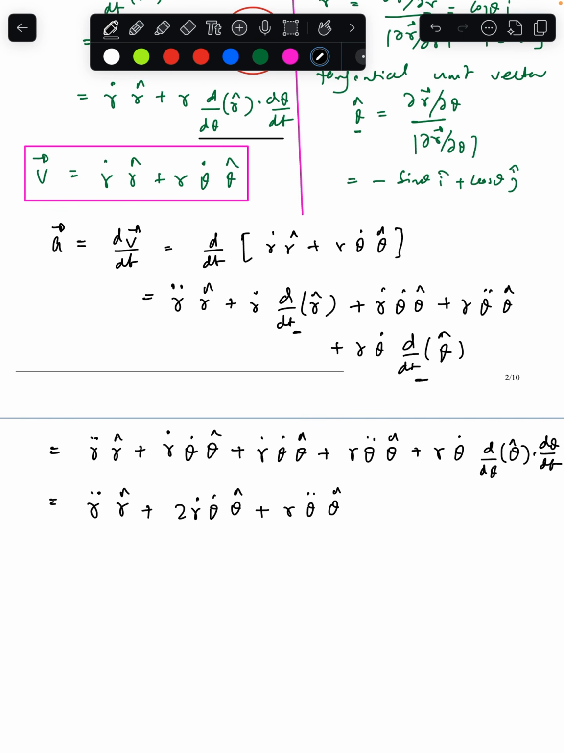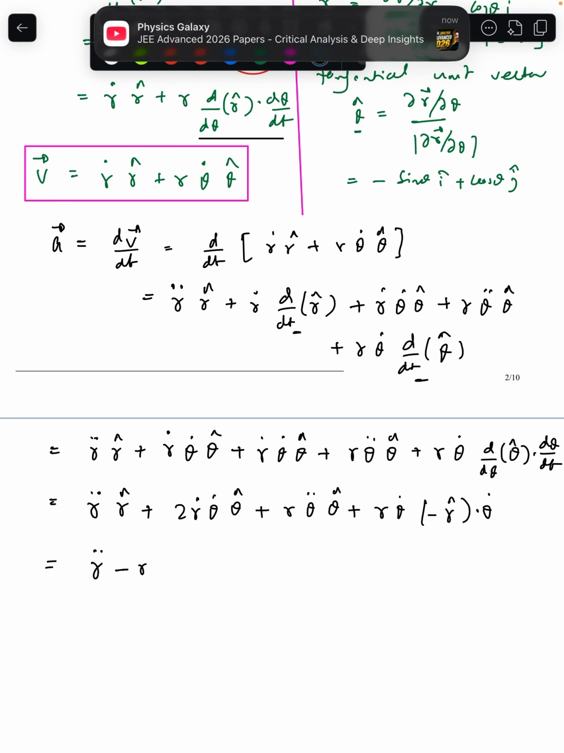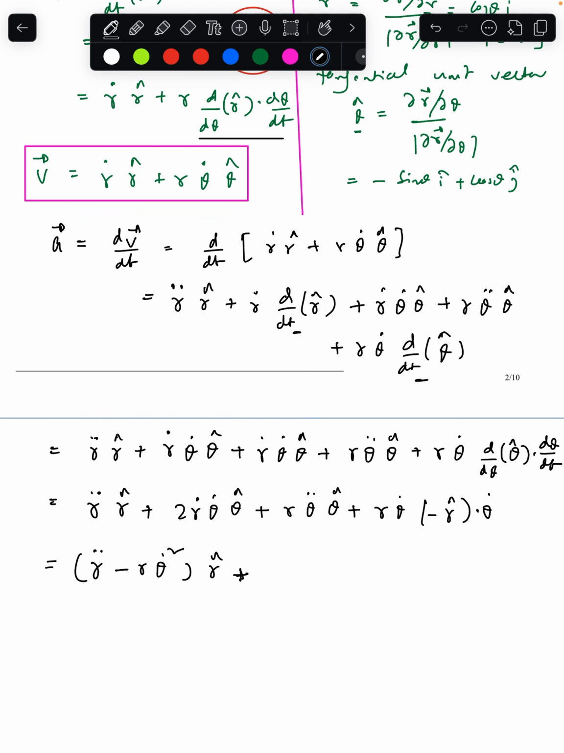double dot theta cap plus r theta dot d/dt of theta cap, which is nothing but it is going to become minus r cap. From the previous definition you can easily check it out, and this is theta dot. So if I rearrange, it is coming (r double dot minus r theta dot square) r cap plus (r theta double dot plus 2 r dot theta dot) into theta cap. That's what the result is going to come. This is the acceleration that we are going to get.